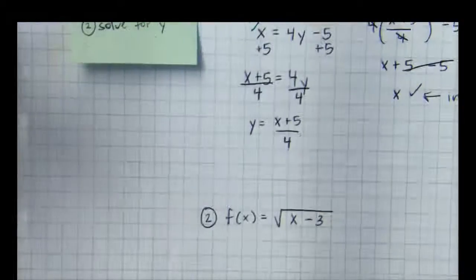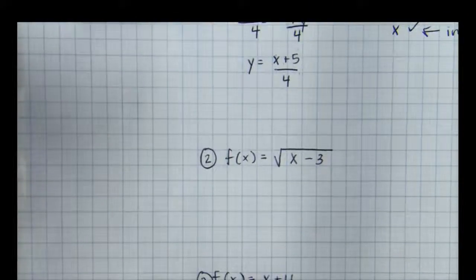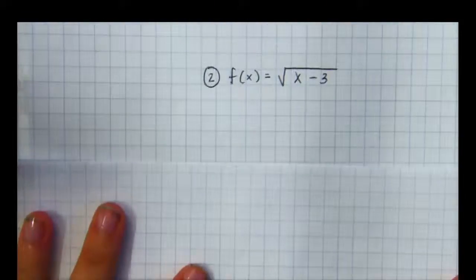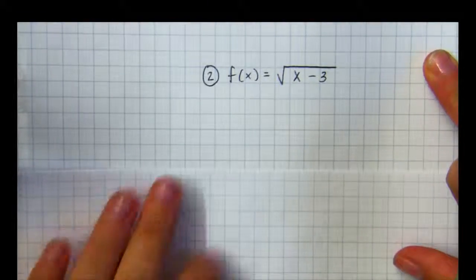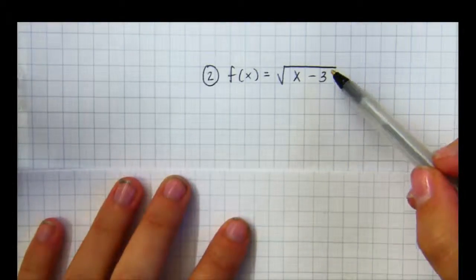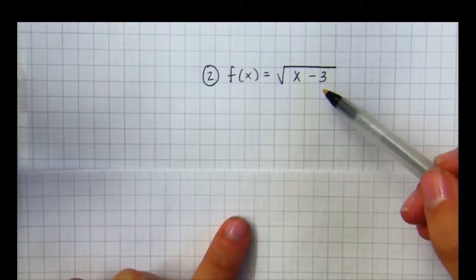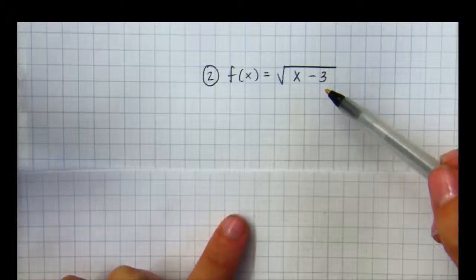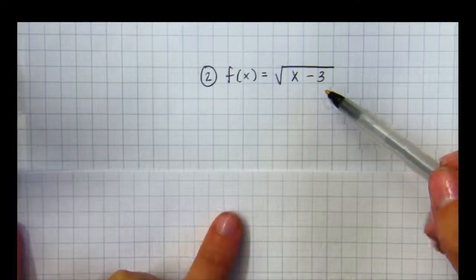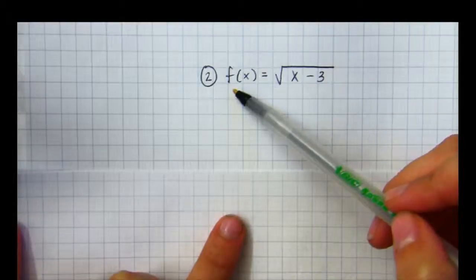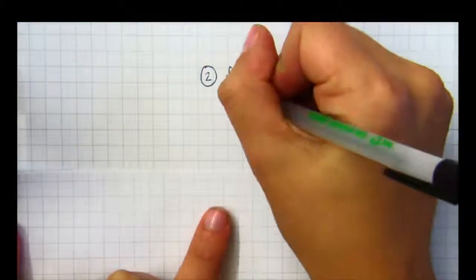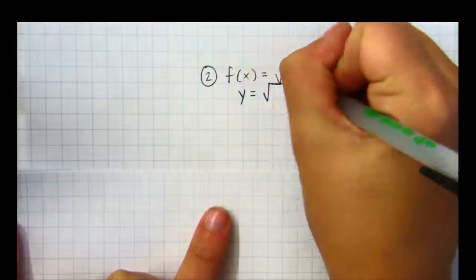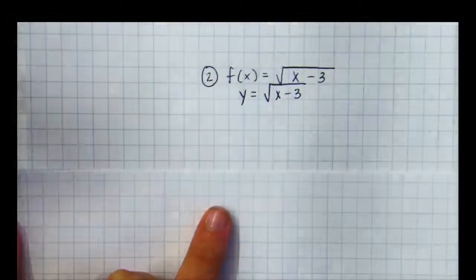Okay, let's look at number 2. So I've got f of x is equal to the square root of x minus 3. Thinking back, and I'll move the post-it down in just 1 minute, what's my first step to solving this problem? What do I need to do before I do anything else? Okay, before you switch x and y, and this was kind of a trick question because it's not on the post-it, first I've got to replace f of x with y. So this is actually y equals the square root of x minus 3.